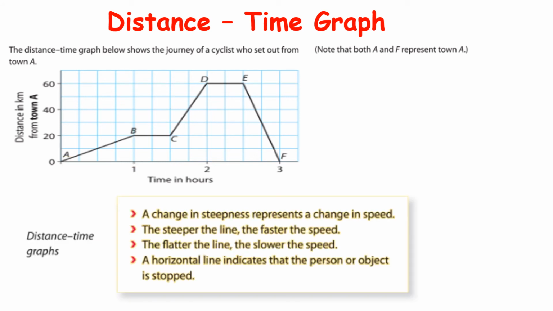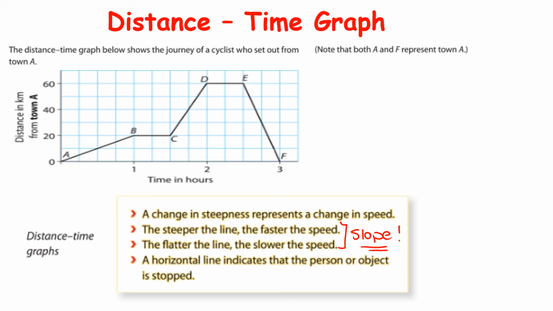Just be aware of some things. A change in steepness represents a change in speed. The steeper the line, the faster the speed. The flatter the line, the slower the speed. A horizontal line indicates a person or an object has stopped. And what we're talking about here is slope. So maybe you caught that.